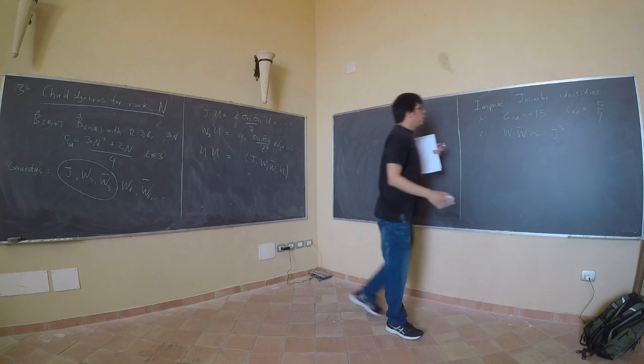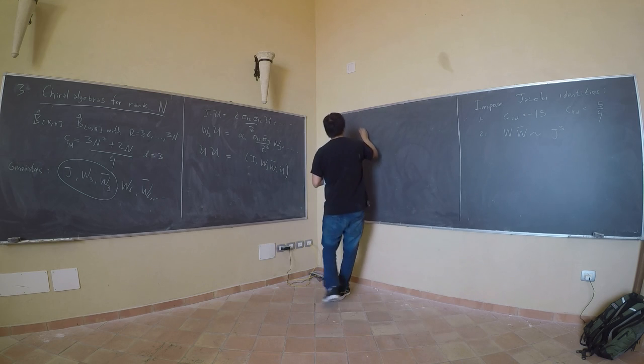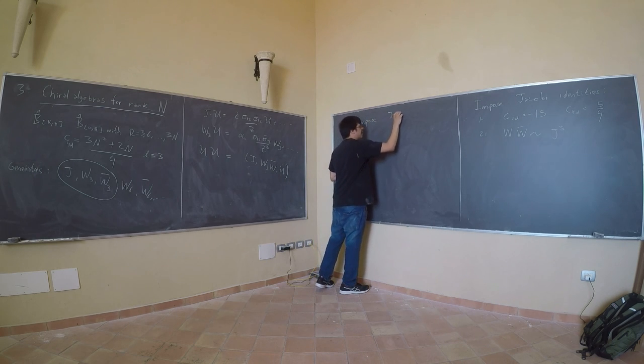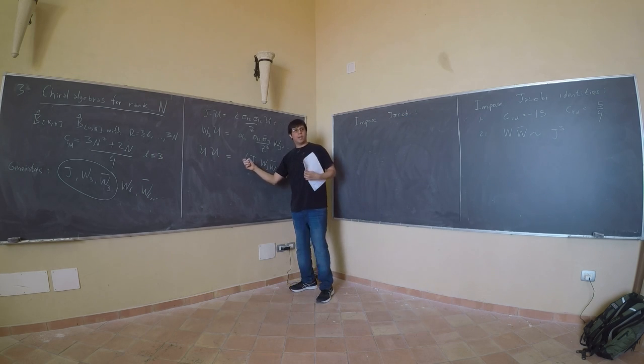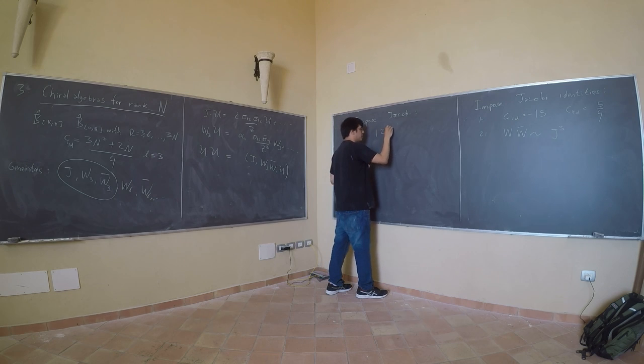Okay, and so we repeat the game. We impose Jacobi identities. And in our ansatz, especially in this piece, we had 125 arbitrary coefficients.